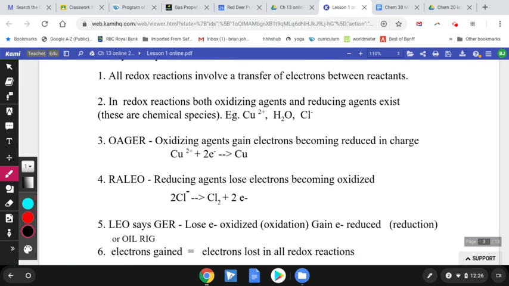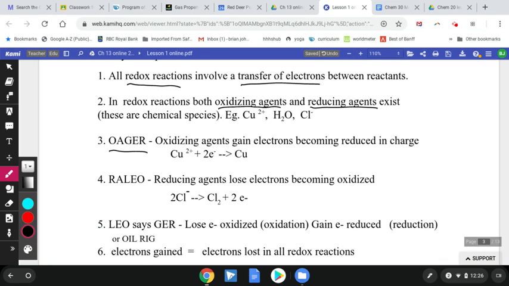Okay, so what do these mean? What's going on? In order to be a redox reaction, there has to be a transfer of electrons. It's kind of like enthalpy. In order to have a change in enthalpy, you need a transfer of energy. Somebody's losing, somebody's gaining. In every redox reaction, we have both an oxidizing agent and a reducing agent. And you'll learn how to identify those. Those are the actual chemicals gaining and losing the electrons.